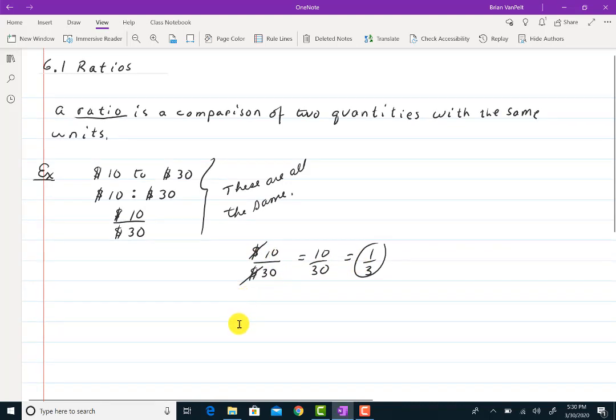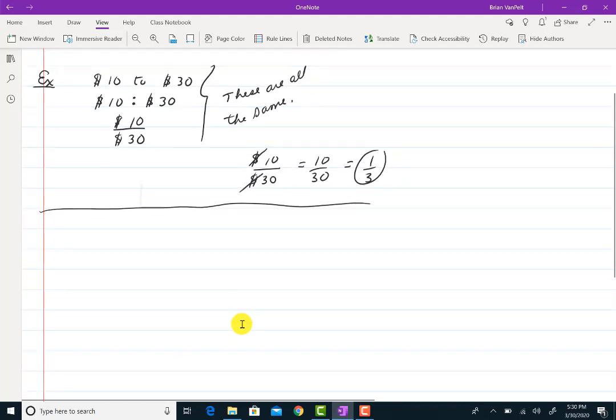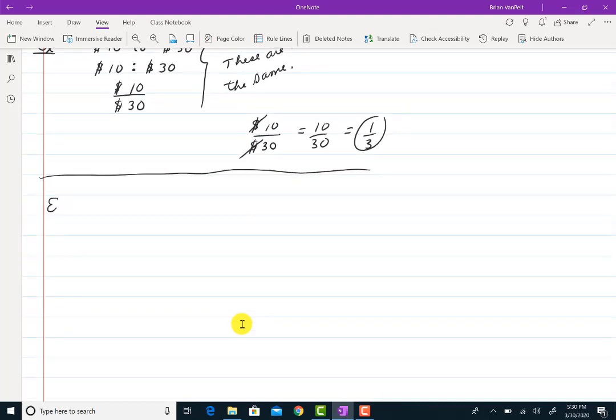So the units, when I say the units are the same, I'm talking about exactly like what happened here. I was able to cancel them away. Let's do some examples. Most of these, what you're going to have is I'm going to give you a ratio, and then I want you to convert it to a fraction in lowest terms.